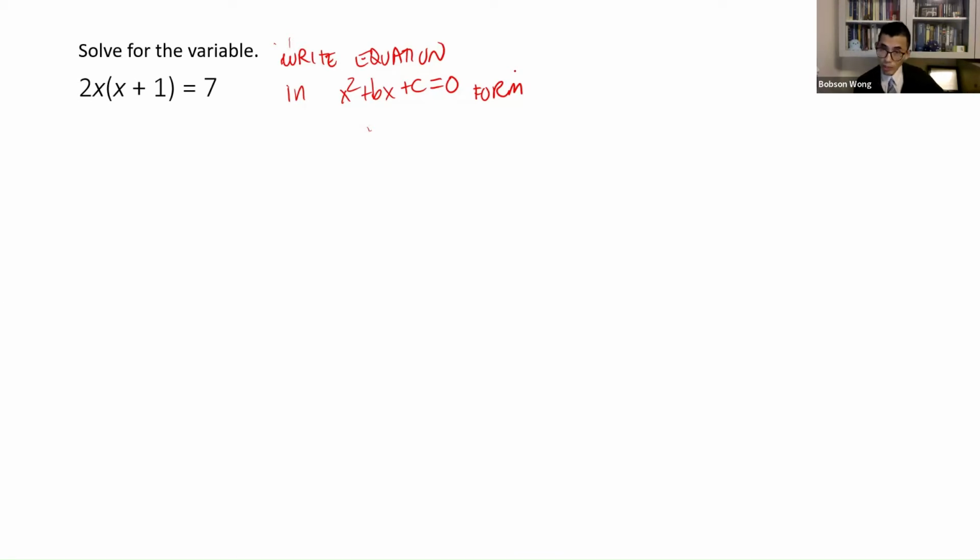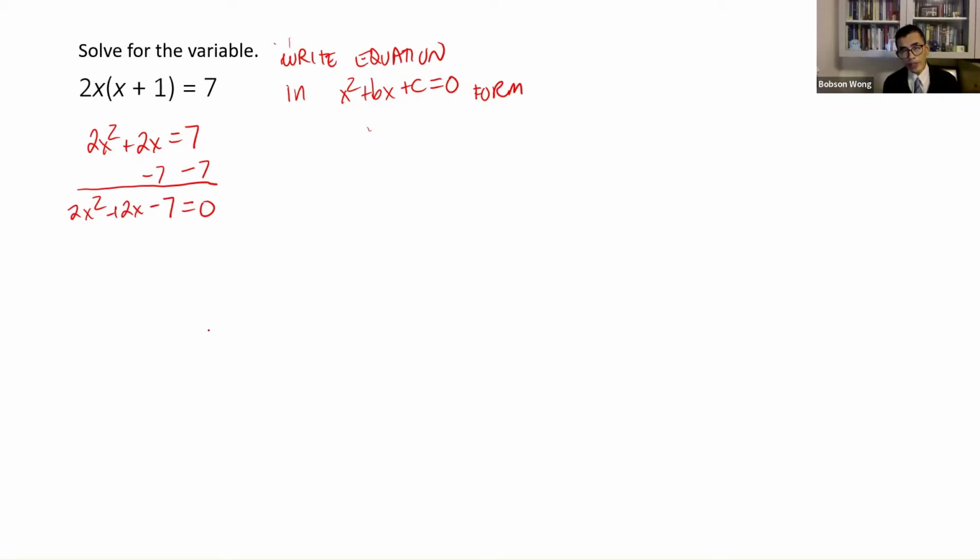So if we have a number in front of the x squared, we're going to divide by that number throughout the entire equation to get the equation in the form that we want. So here, what we want to do is multiply this expression on the left side out. We're going to get 2x squared plus 2x, and then that equals 7. Now, it's not quite in the form that we want, x squared plus bx plus c equals 0. So we're going to subtract 7 on both sides to get the equation equal to 0. And that gives us 2x squared plus 2x minus 7.